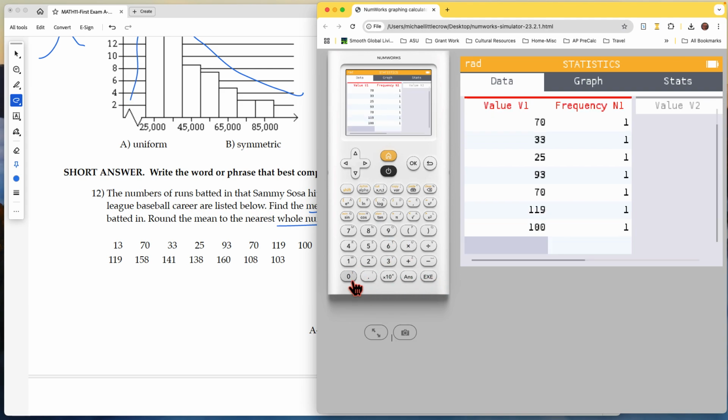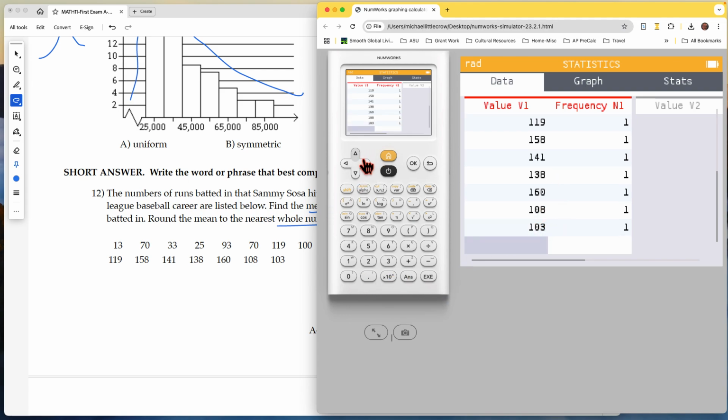100, another 119. Now you could have entered a 2 over here and just entered it once, but that's okay. You don't have to go with the frequencies. We just enter them a number of times. 138, 160, 108, and 103. So we've got all the data in there.